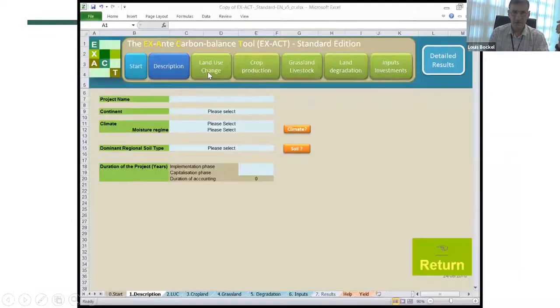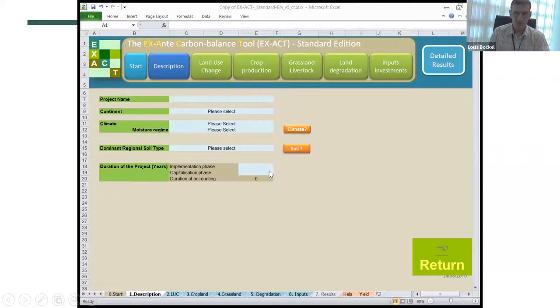And these coefficients, in order to select them for a specific continent, a specific climate, a specific soil type, we have to tell the tool where we are, what climate we have, what moisture regime we have, and what type of soil we are on for the project we are working on.